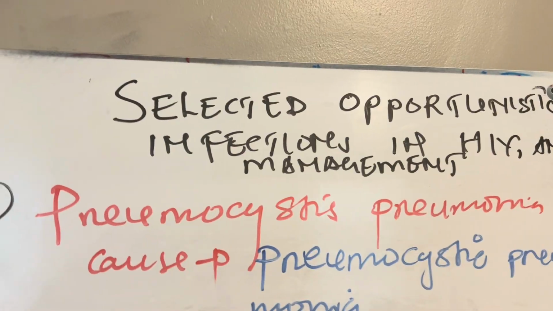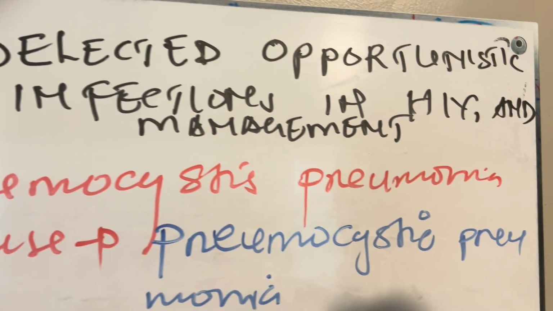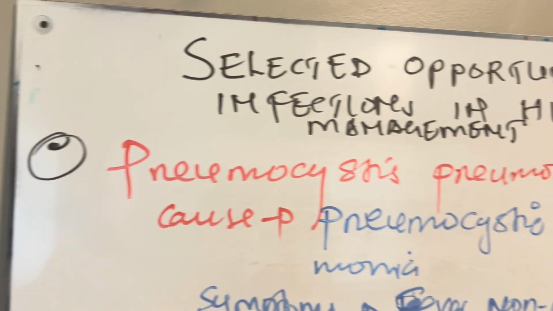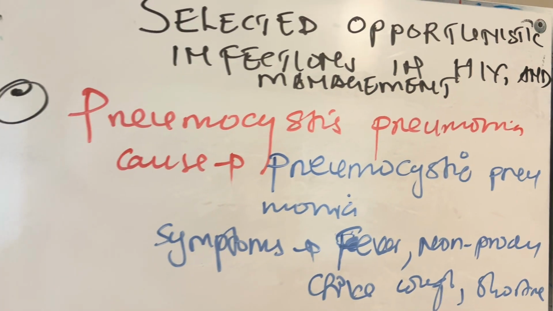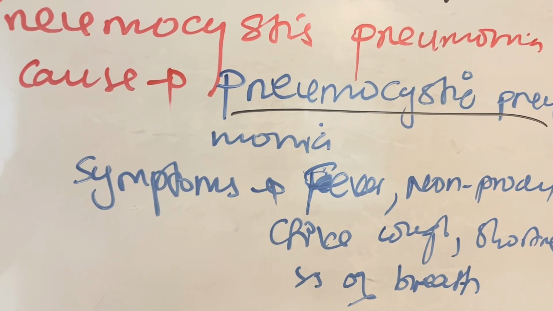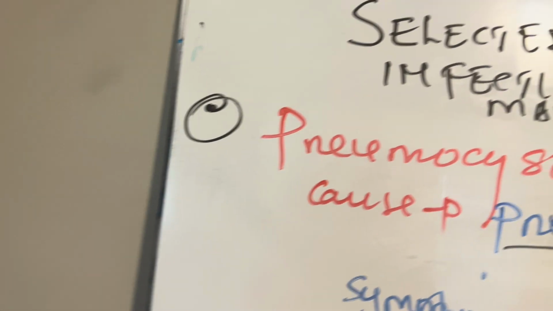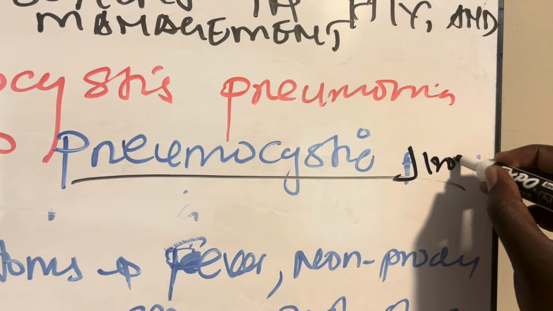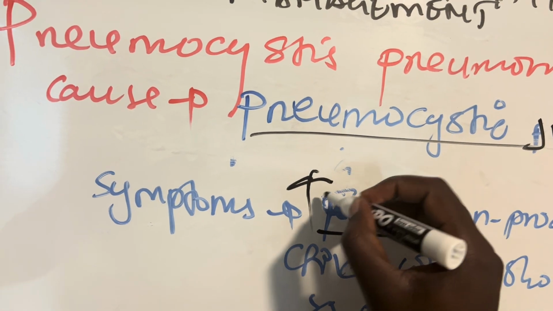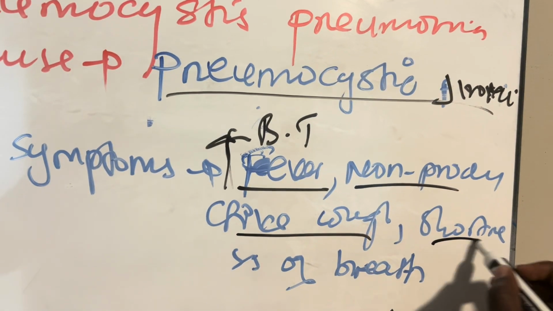So I'm going to talk about selected opportunistic infections in HIV and AIDS and their management, including causes. We're starting with what we call Pneumocystis pneumonia, caused by a fungus known as Pneumocystis jirovecii. Symptoms usually are fever, that is high body temperature, non-productive cough, and shortness of breath.